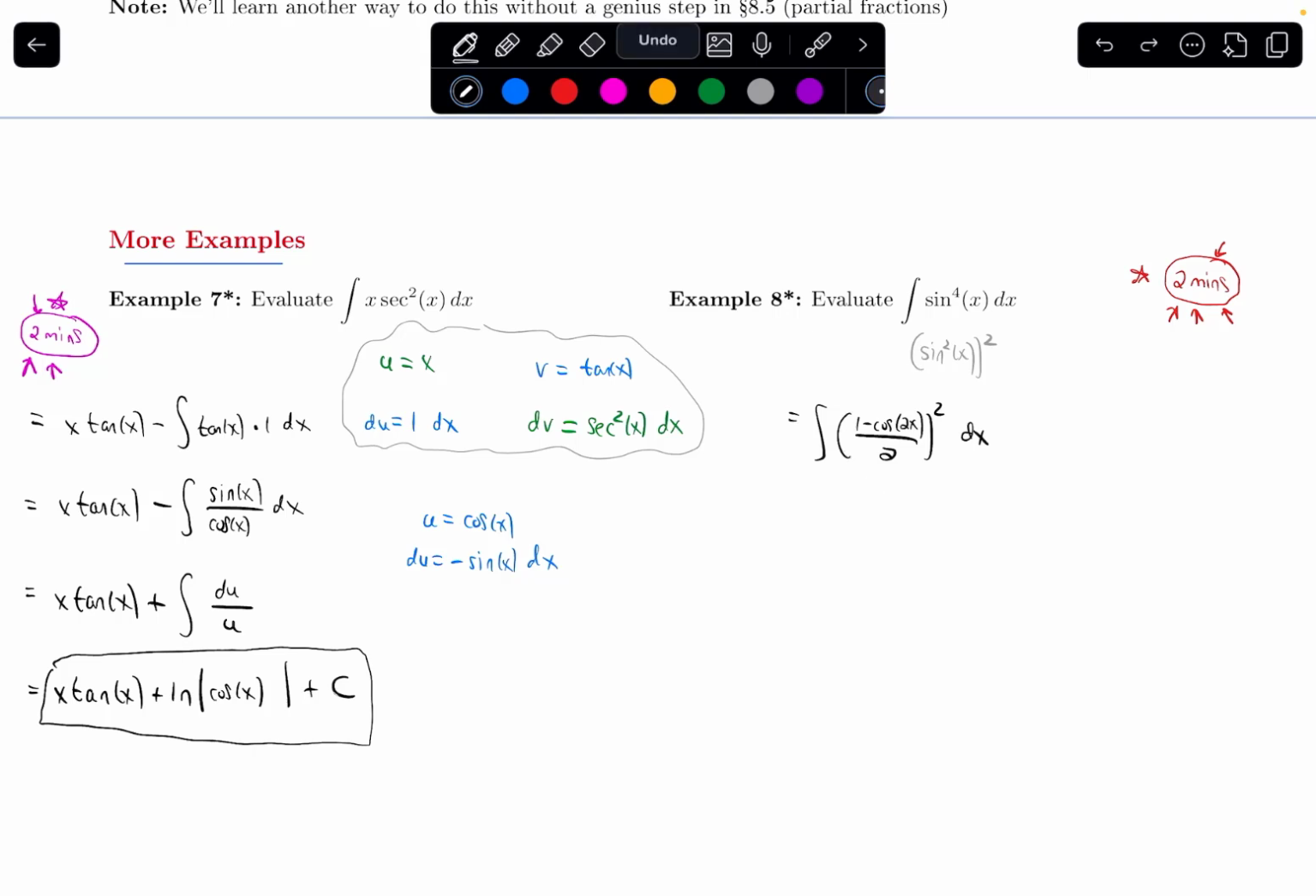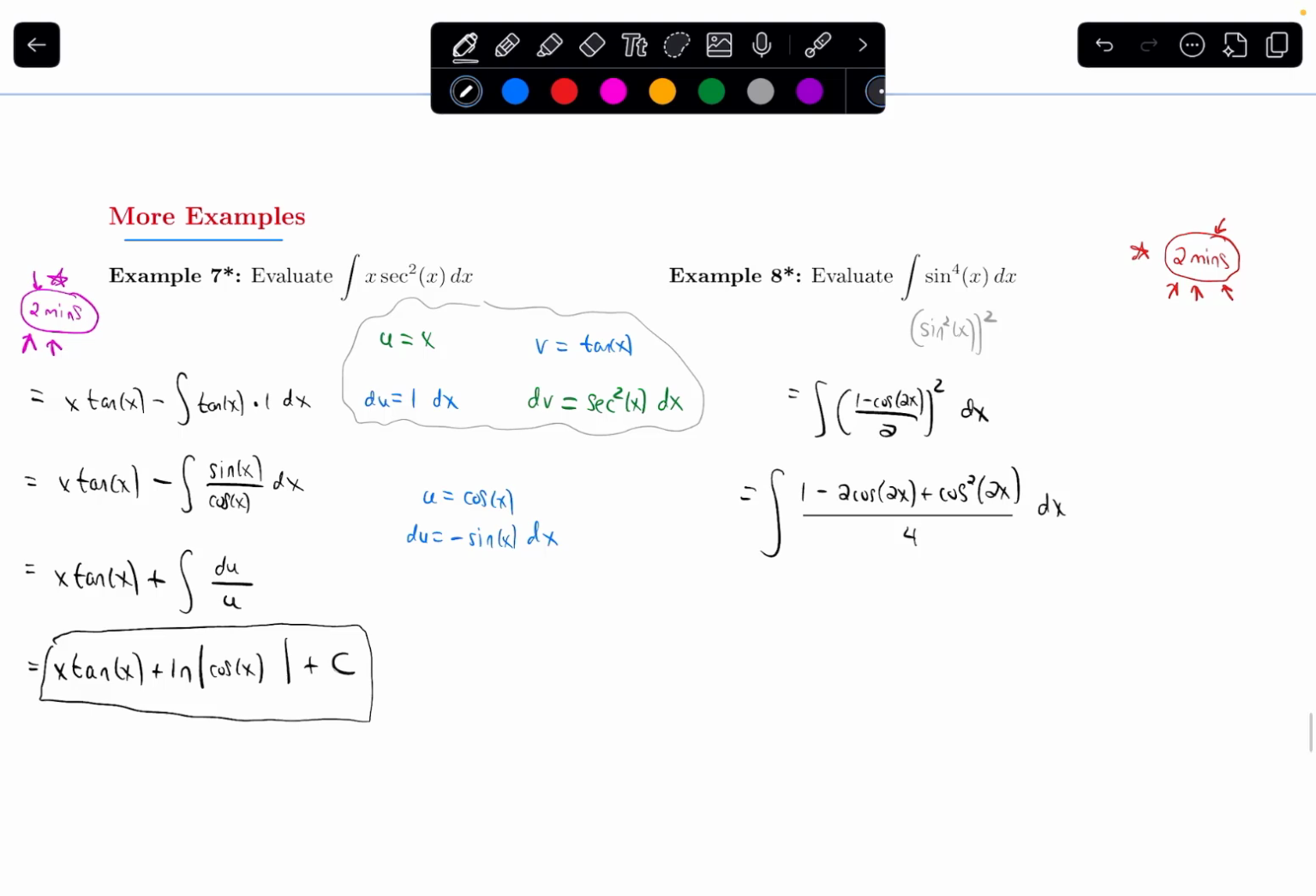Let's expand that. If I expand that, I get 1 minus 2 cosine of 2x plus cosine squared of 2x. And then my denominator, when I square that, I get 4. And then dx at the end. Okay, so I have this fraction. And I notice that some of the terms in the fraction we know how to do the antiderivative of. Like I know how to do the antiderivative of 1. And even this next one is not too bad. The third one has this cosine squared, which is a bit more complicated.